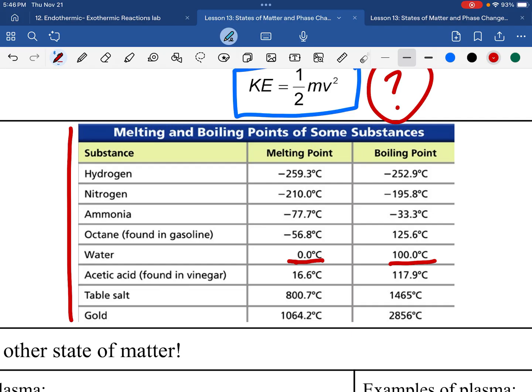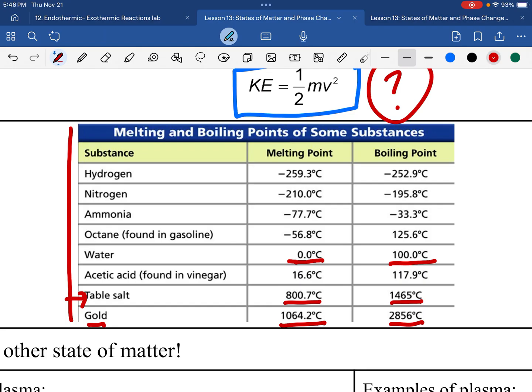And now we can compare it to some other things like table salt. To melt table salt takes a lot of energy, 800 degrees Celsius. So we can't do that in a regular oven. To boil salt takes even more energy, 1,465 degrees Celsius. Or gold, right? To melt gold takes even more heat. And to boil gold, a lot of heat.